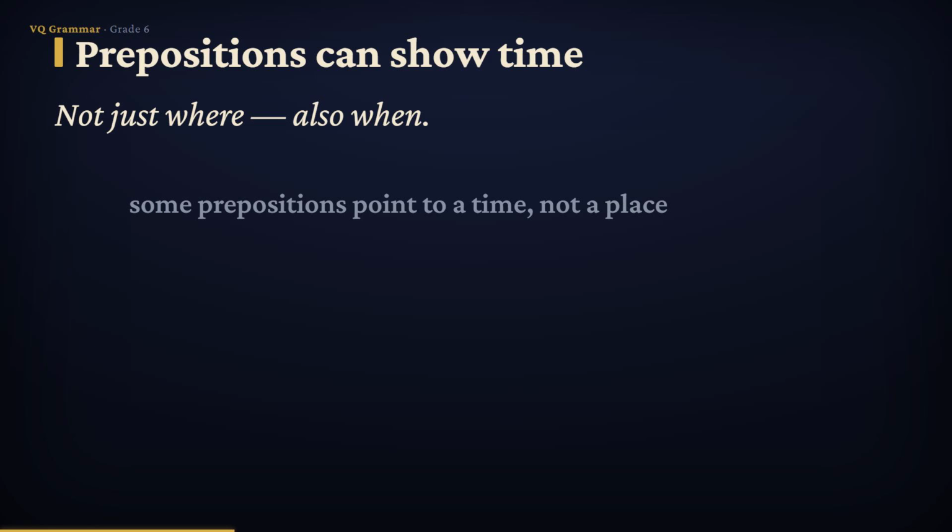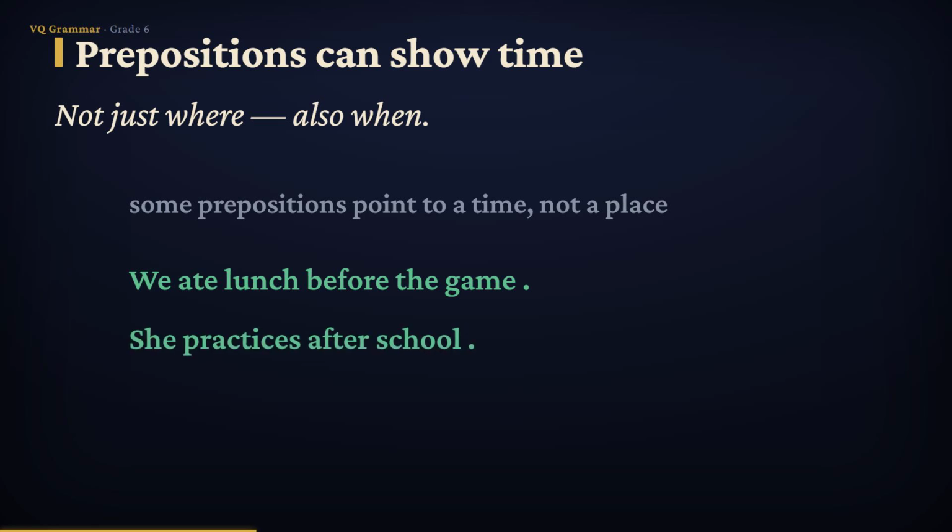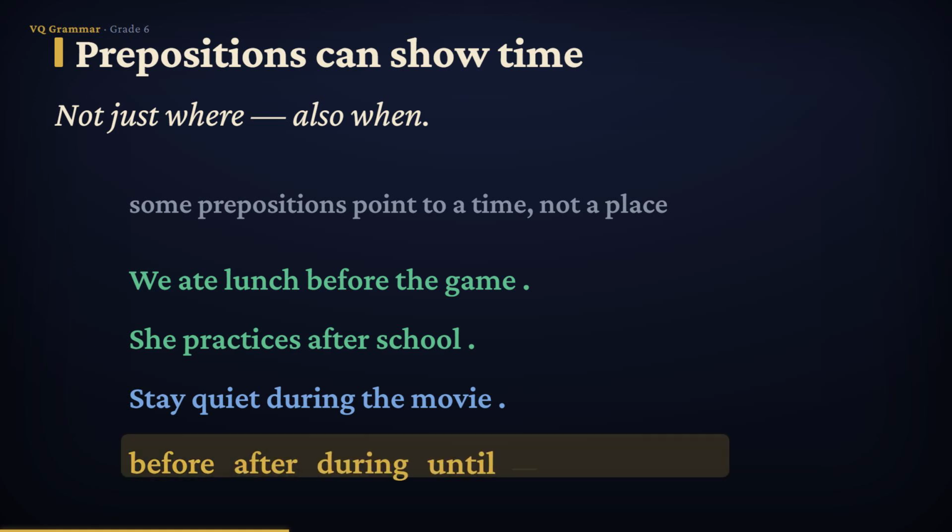Prepositions don't only tell you where something is. Some of them tell you when. Watch these. We ate lunch before the game. She practices after school. Stay quiet during the movie. The words before, after, and during aren't pointing to a place at all. They're pointing to a moment in time. Words like before, after, during, and until are prepositions that anchor an event in time, just as neatly as under anchors the cat below the table.